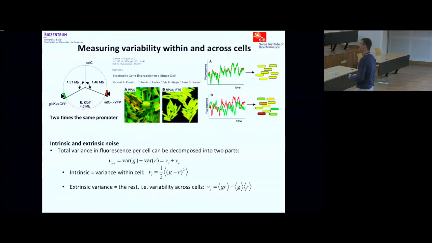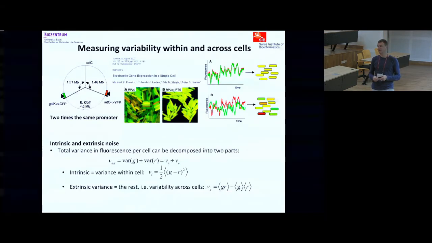Basically what they showed is that the total variance, namely the variance in the amount of green per cell plus the variance in the amount of red per cell, you can decompose into the sum of two terms, which they call the intrinsic variance and the extrinsic variance.